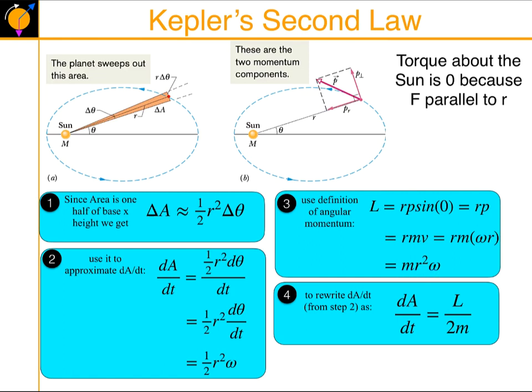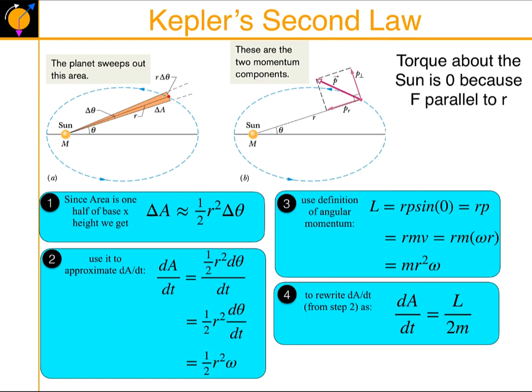So that lets us write that dA/dt is the angular momentum over 2m. And this is a constant. The angular momentum is a constant value, right? So it's sort of a statement of the conservation of angular momentum of something as it orbits the sun. All right, so the rate of change of the area with respect to time is a constant value that depends on the angular momentum.